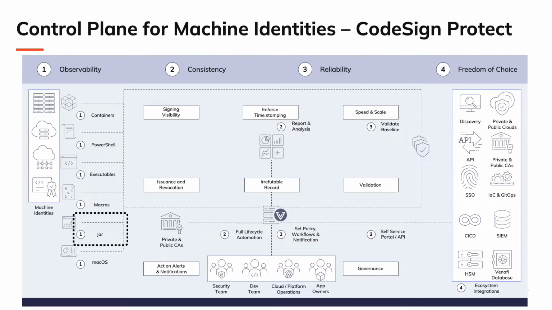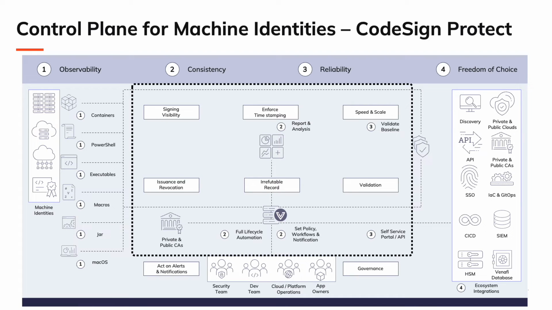Venafi CodeSign Protect, part of the Venafi Control Plane for Machine Identities, secures enterprise code signing for Java apps. CodeSign Protect provides centralized and secure key storage with role-based access control and policy enforcement. In this video, we'll be looking at signing Java archives or jar files using Jar Signer. Code signing can also be applied to firmware and drivers, where we continue to see software supply chain attacks.